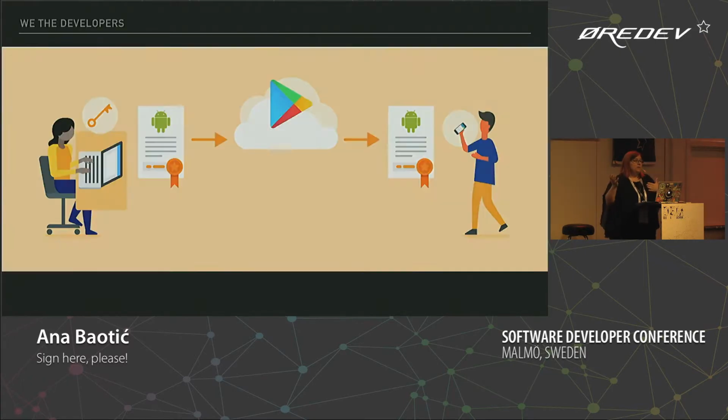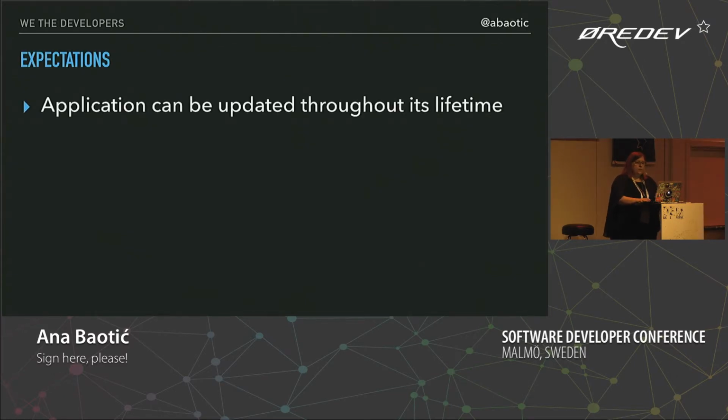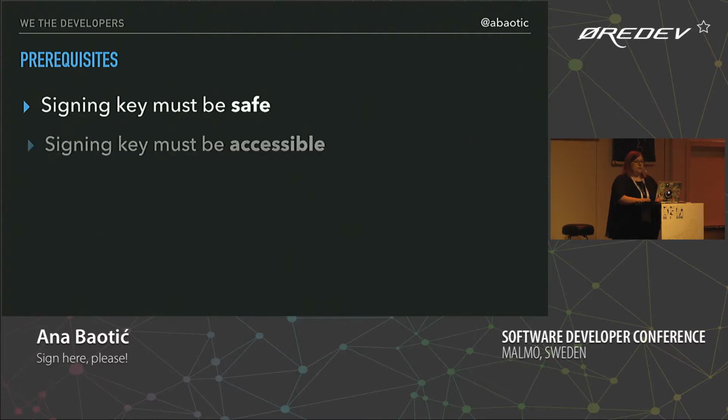So we were responsible for this at some point in time, especially in the beginning, which is fine because your only expectation is that once you develop a new feature, you will be able to push your new APK to Google Play and just forward it to your users. So the expectation is, again, straightforward. The prerequisites for that to be satisfied are that your signing key is safe and that it is accessible.